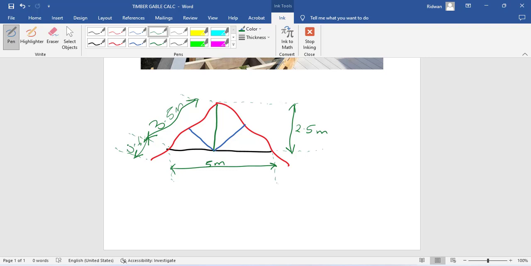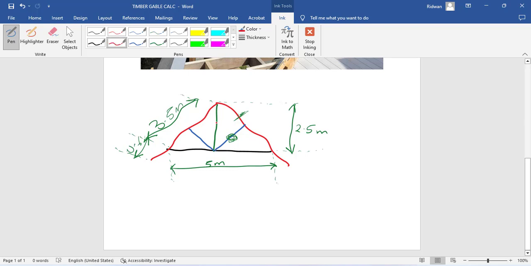In the last episode, we treated the calculation of the rafter, which is this particular member. In this episode, we will treat the diagonal struts, which is this member. All right, so let's just get into it as soon as possible.